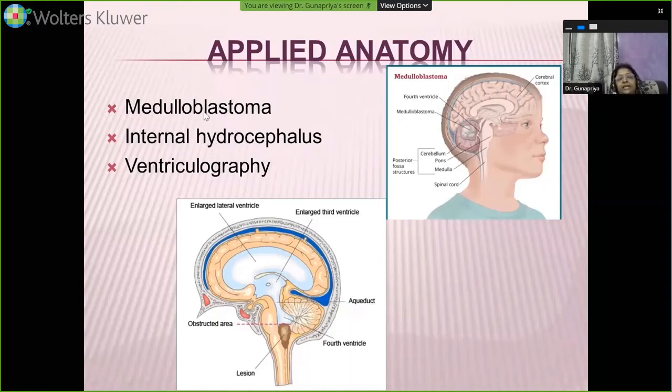Internal hydrocephalus: any of these tumors can block the communications of the fourth ventricle. You have a communication above with the cerebral aqueduct. You have a communication below. So this is your cerebral aqueduct through which the fourth ventricle communicates with the third ventricle. If you see, this is your lateral ventricle, third ventricle, fourth ventricle, and that's the cerebral aqueduct. So the fourth ventricle communicates with the third ventricle through the cerebral aqueduct, and below it communicates with the central canal of the medulla oblongata. So if there is a tumor, any tumor, it will be blocking one of these communications.